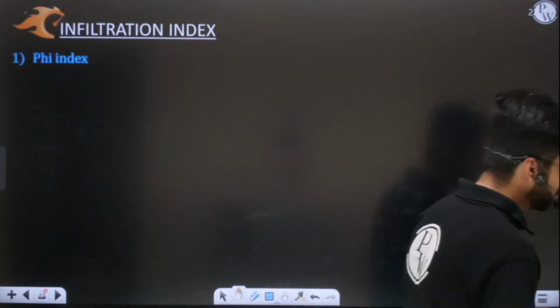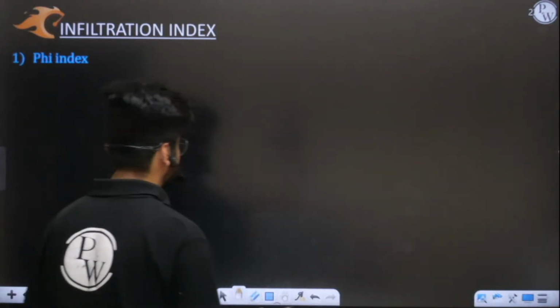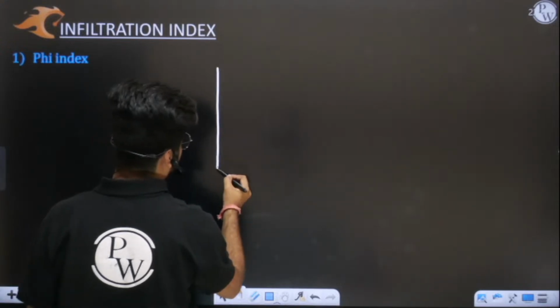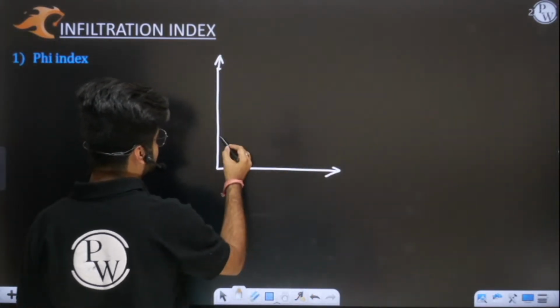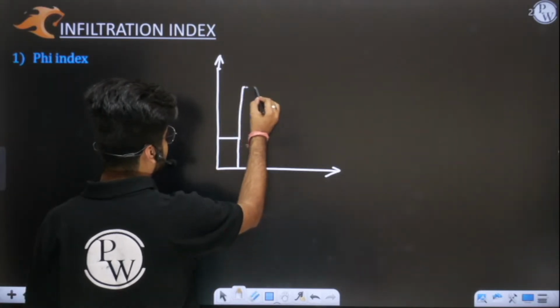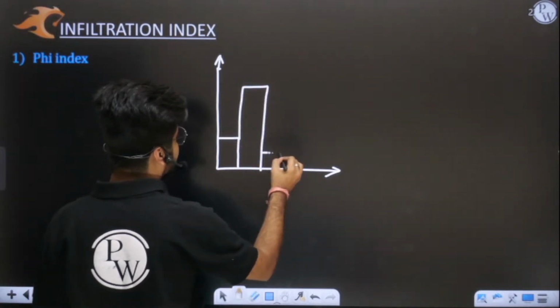Acha, second case, Sushil, you are saying second case. See, second case is simple. Sushil, listen very carefully here. See, this is intensity of rainfall.